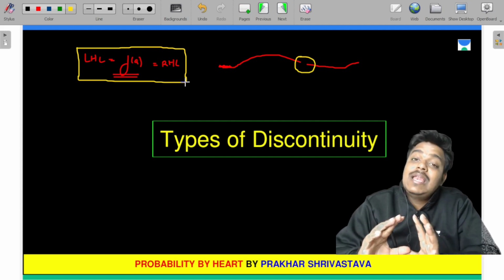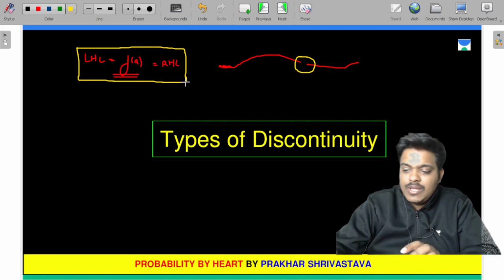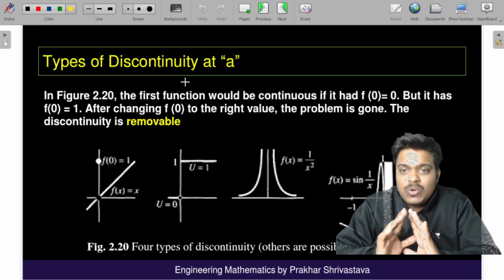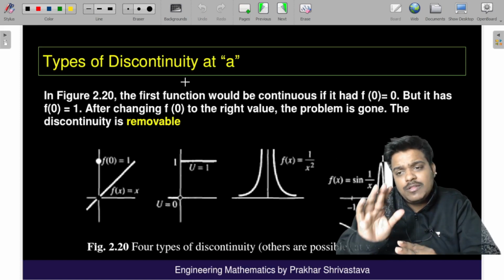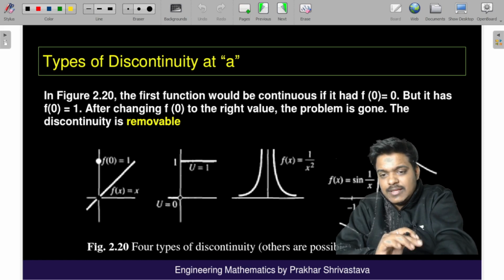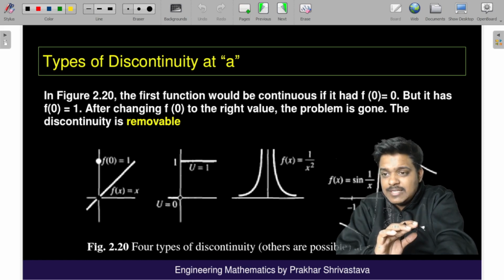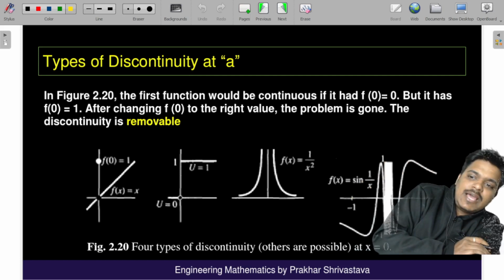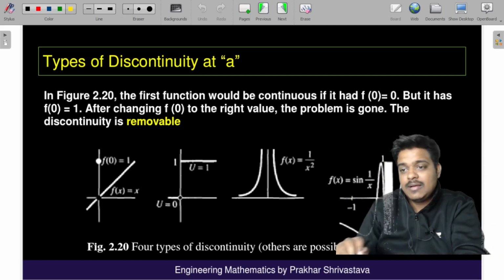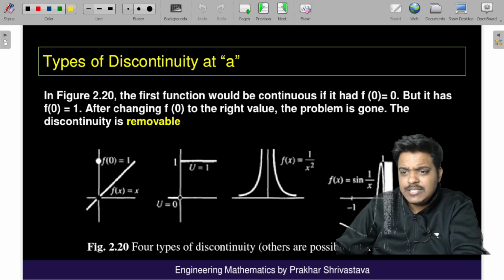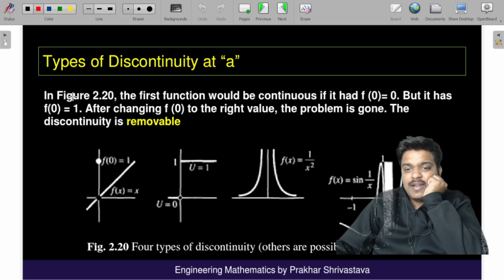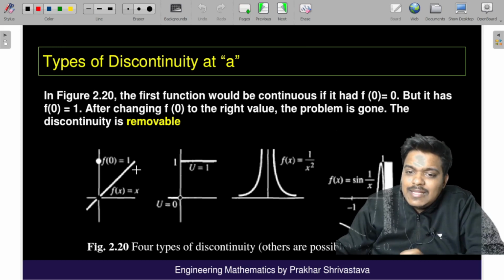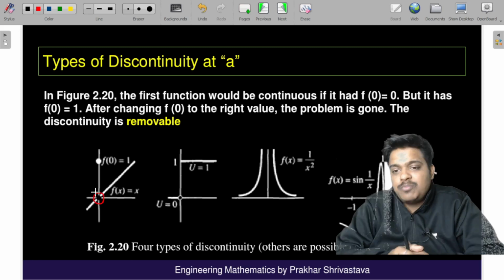Okay. But now what are the different types of discontinuity? I am going to discuss them. So let us check back. There are 4 graphs and I will be discussing the 4 types of discontinuities. I hope all the 4 graphs are clear to you. Okay. Now in the first graph, it is visible that there is a straight line but a small gap at this point.